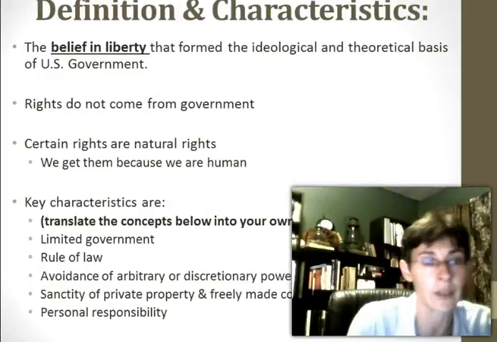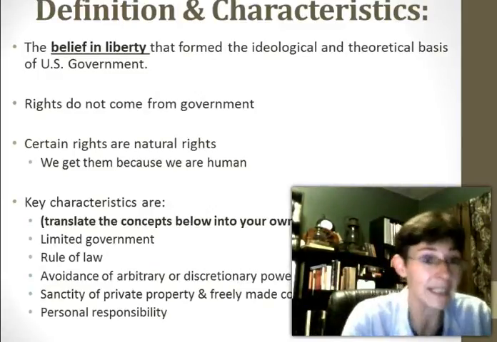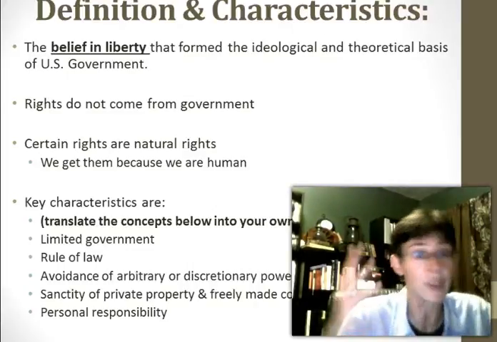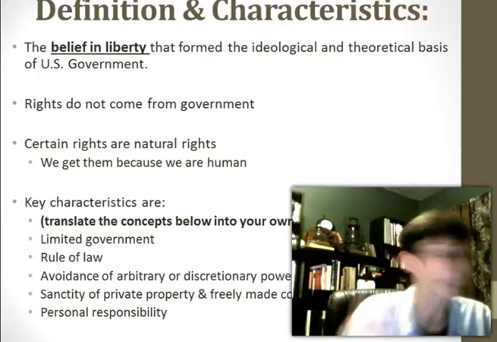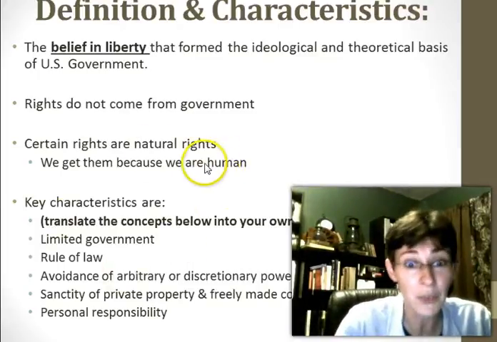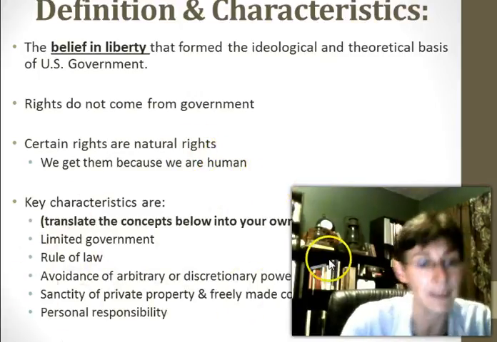So what are the characteristics? What really is classical liberalism? Well, basically, it's the belief in liberty. It's the belief that we have freedom, that rights don't come from government. Government can't give them to us. They can't take it away. They're ours. We get them because we're human, because we exist. So below here you see some key characteristics of classical liberalism.